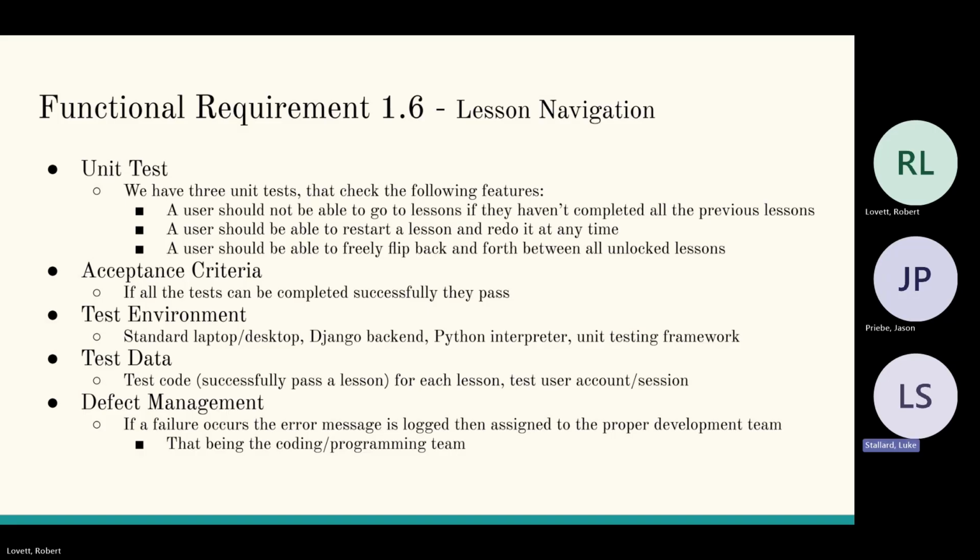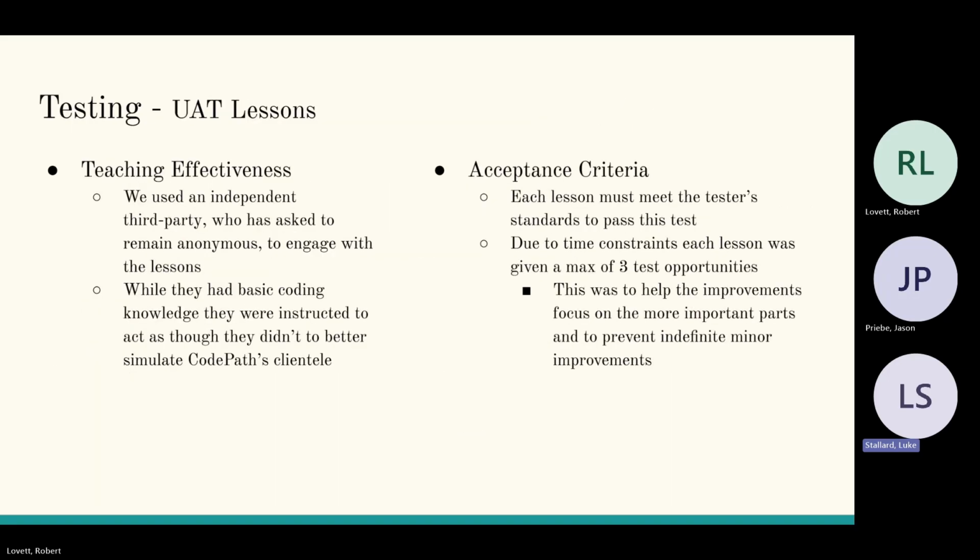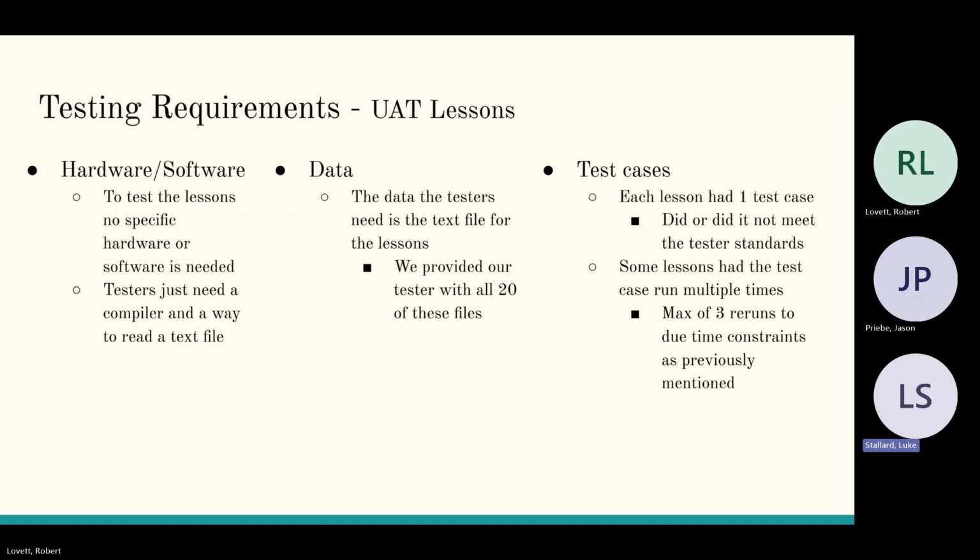For UAT, we partnered with an independent third-party tester with basic coding knowledge and instructed them to act like a beginner. Each lesson got up to 3 attempts. The lesson either met tester standards or didn't. If a lesson failed, we logged the reason, categorized it by severity, and sent it to the lesson team for revision.